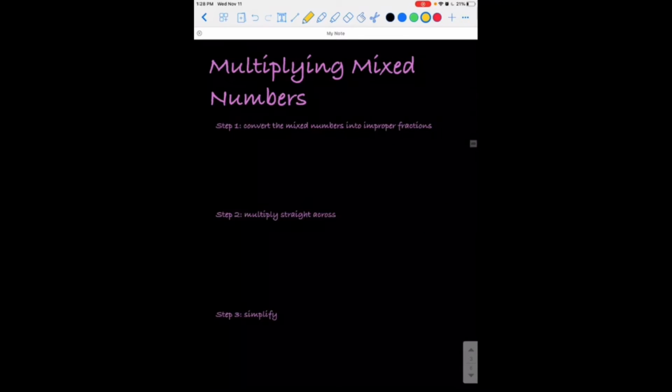Now, why did we learn that? Why do we need to convert our mixed numbers into improper fractions? Because when we have to multiply mixed numbers, for instance, what if you had to multiply 1 and 4/5 and 3 and 2/3? How are you supposed to multiply these two together? You can't. Unlike in our adding and subtracting video, where you learned you need a common denominator, here we don't need a common denominator. We just need to get rid of the whole number and make it into an improper fraction.